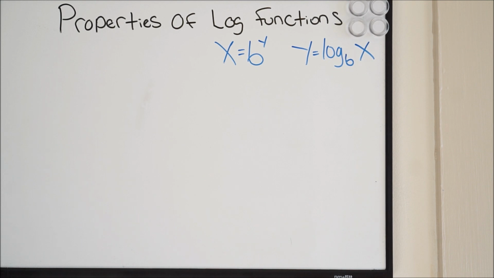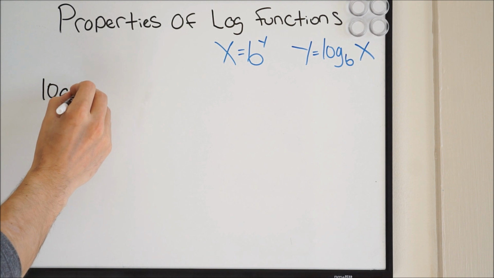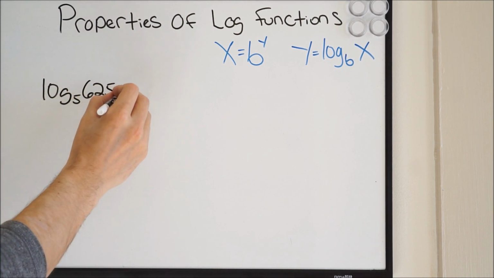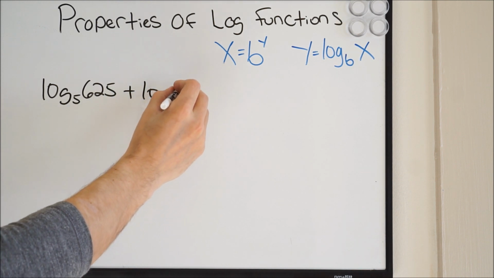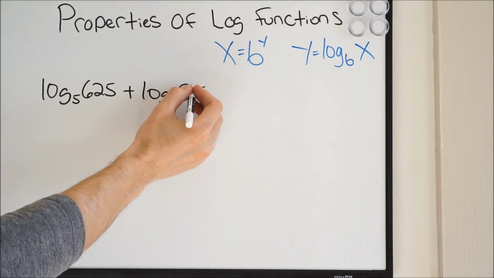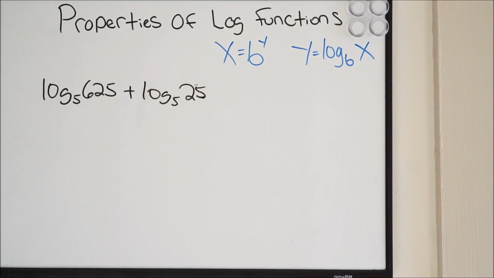So example number 2, we could have log base 5, this will be 625, plus log base 5, and we'll do 25 here. So again, we're dealing with the same base, and we're adding. Go back to your properties of exponents. Remember, when you're dealing with the same base and we multiply, we add the exponents. Well, we're just going in reverse now. We're dealing with the same base and we're adding here, so we're going to multiply.